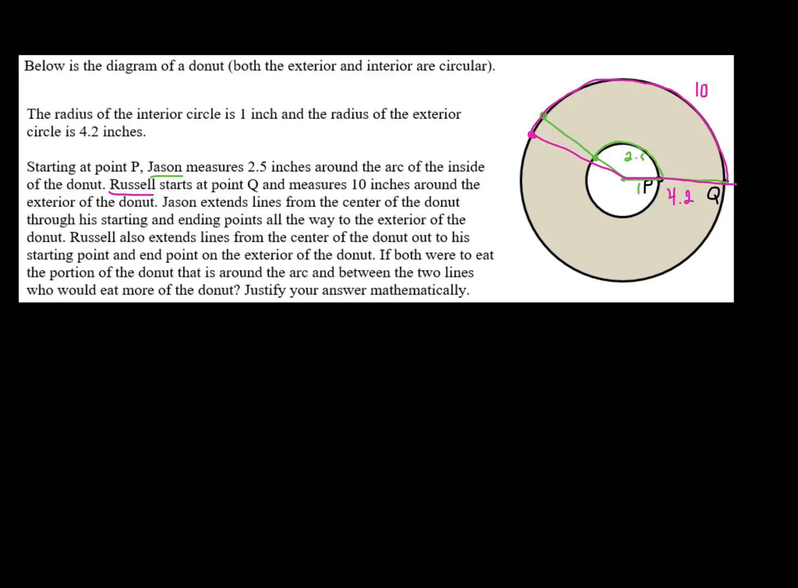So we have to think about, how do we measure an angle? Well, we use radians, and radians is nothing more than the number of radius lengths in the arc that you create. So Jason very easily creates an angle of 2.5 radians because his radius for his circle is 1 inch. So there are 2.5 1-inch radiuses in 2.5 inches, 2.5 divided by 1. Now, to determine the angle that Russell creates, we need to know how many of these 4.2-inch radius lengths are in the 10-inch arc.